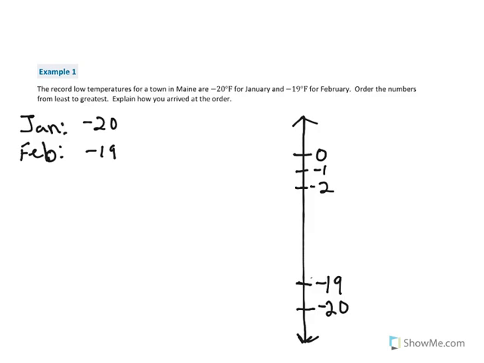Okay, so now we have to decide which one is least to greatest. Well, the general rule of thumb for this one is the number that is below would be the number that is least. It also happens to be the farthest number from 0 when we're talking about negatives. The one that comes first is negative 19, and the one that comes second is negative 20. So since negative 20 is below negative 19, that's actually the least. And then negative 19 is actually the greater number.